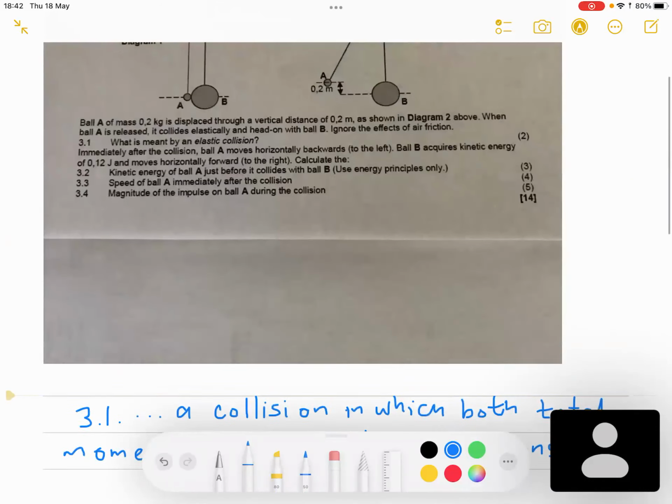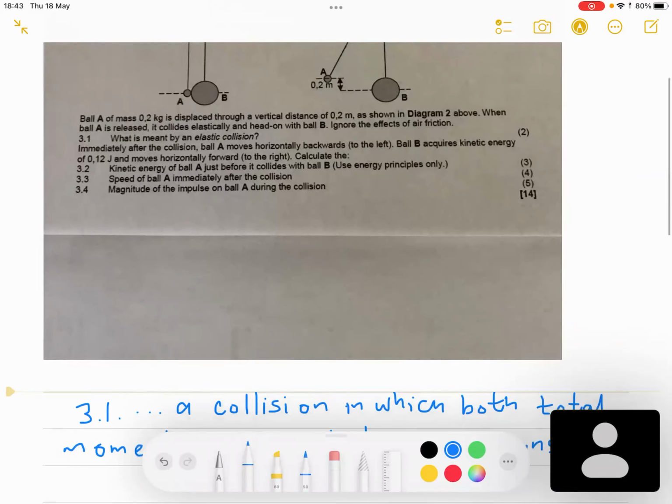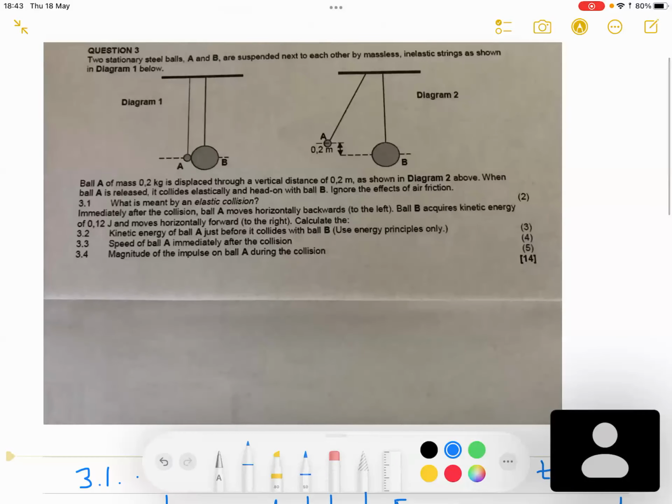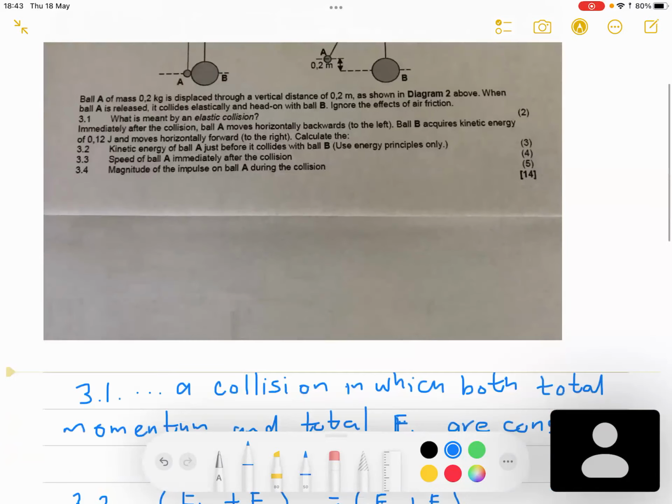For 3.3, it wanted to know what is the speed of ball A immediately after the collision. Okay, and they told us that the ball collides elastically. So that was important. So here it is now. We know the kinetic energy just before collision. They want us to calculate the speed immediately after the collision.